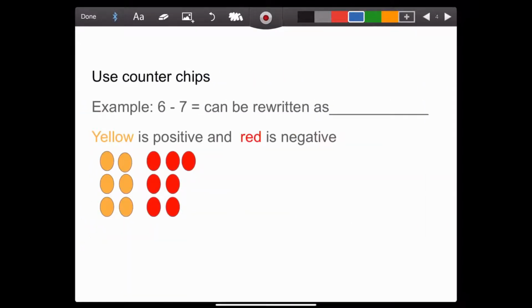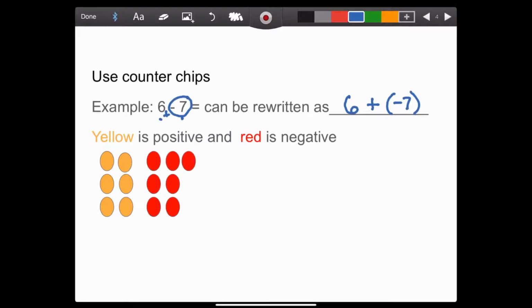Let's use some counter chips. If I have 6 minus 7, it could also be written as, I'm going to add the opposite, 6 plus, and then the opposite of 7 is negative 7. Or you can think of it as moving the negative to the 7 and then you put a plus. However you want to think about it. So let's look at the chips. I have 6 positives, and I have 7 negatives.